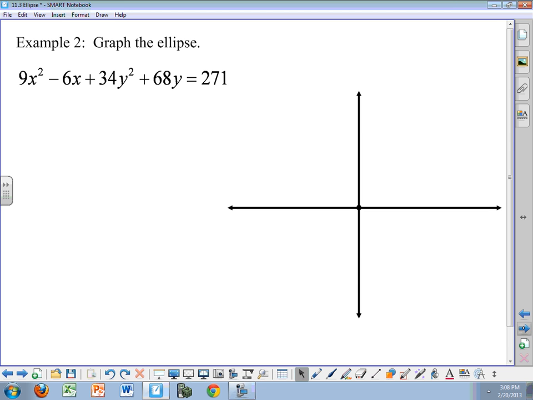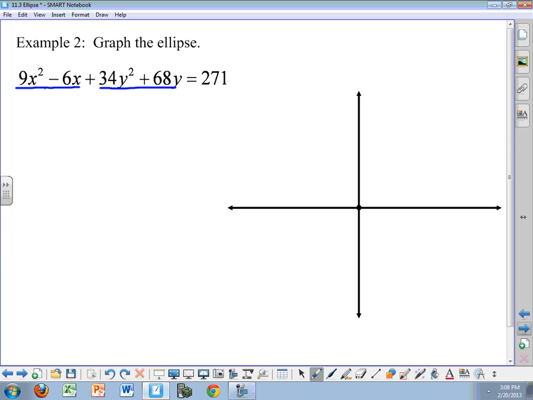Now, obviously, we're not in the correct form, so we're going to have to complete the square. This is going to be a bit nasty. As you can see, we've got a 34 and a 9. Looking at this problem, I don't even want to start it, but I'm going to start it anyway. And here we go. I'm going to try to complete the square for x, complete the square for y, and hopefully get it into the proper form.